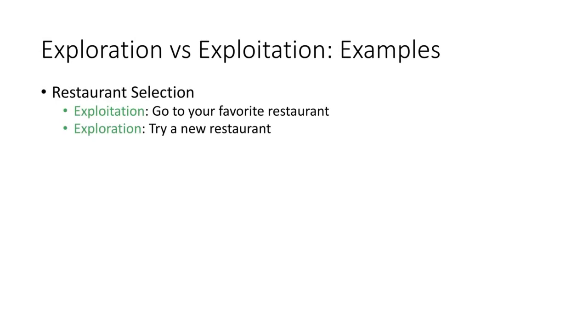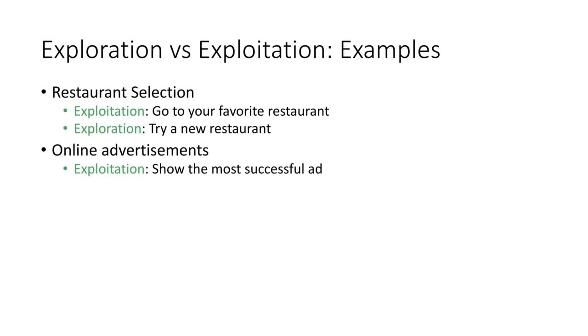To give you some more stylistic examples of exploration and exploitation, think about restaurant selection. Exploitation is, of course, going to your favorite restaurant, and exploration is trying a new restaurant. Online advertisement, from the perspective of, say, Google AdSense: exploitation is essentially showing the most successful ad, but humans have different preferences. So Google wants to understand, or Amazon wants to understand, your preference. They may want to show you a different ad and see whether you click it or not. That is essentially a way to explore your taste or preferences.